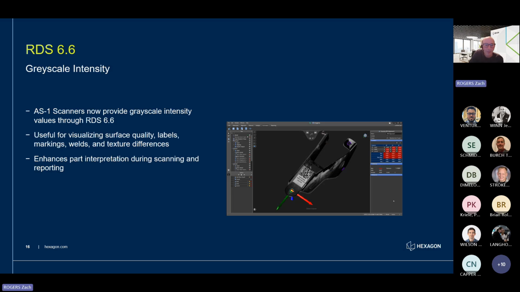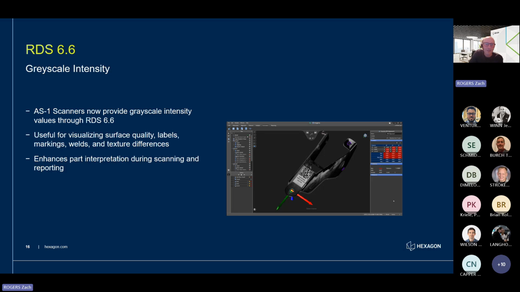And then kind of coming towards the end here, this is that QR code extraction that I told you about. So RDS 6.6 introduces some neat capability for AS1 scanners. We can get grayscale intensity values. And we've looked at a couple of ways to utilize this. And what the grayscale intensity does, gives you kind of just a new layer of contextual data while scanning.